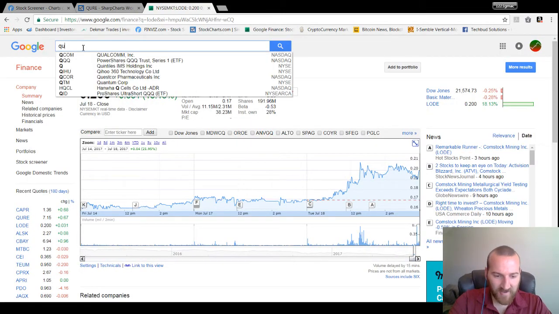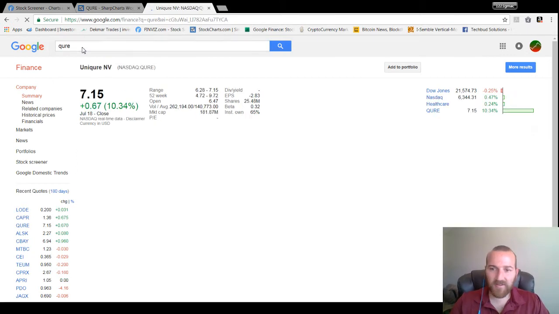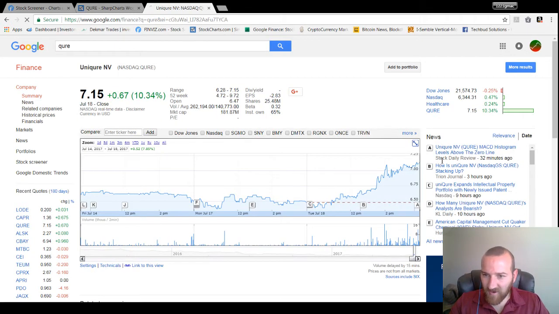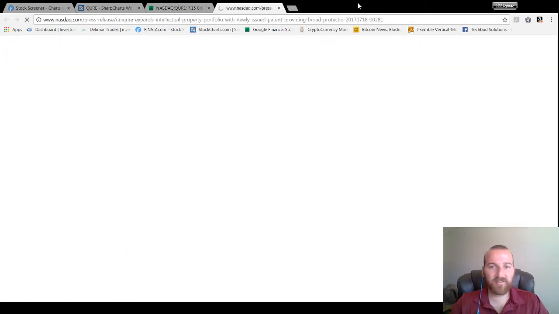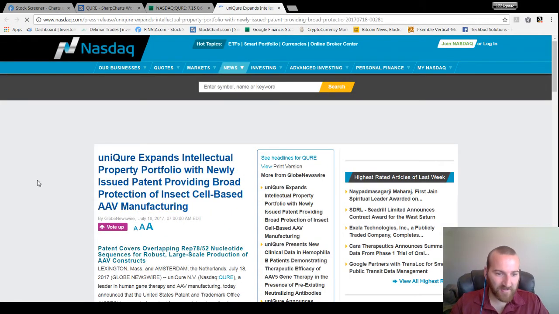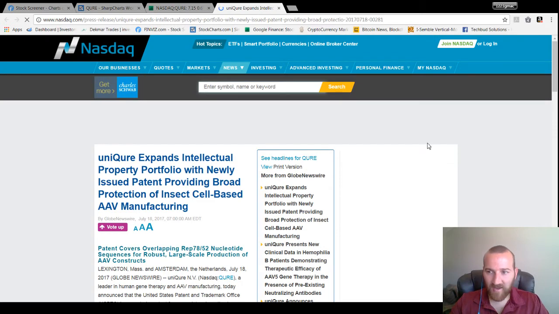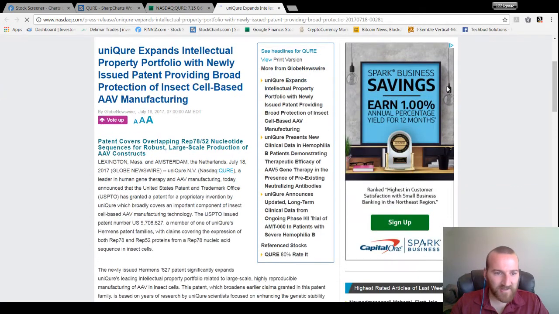Go to Google Finance, QURE. Let's see over here in the articles, blah, blah, blah, histogram levels above the 0 line. NASDAQ here stocking up. "Expands intellectual property portfolio with newly issued patent." Okay, that's a good one right there. They got a patent approval, or they got a patent issued. That's good. Let's see. UMass, blah, blah, blah, July 18, 2018, NASDAQ.